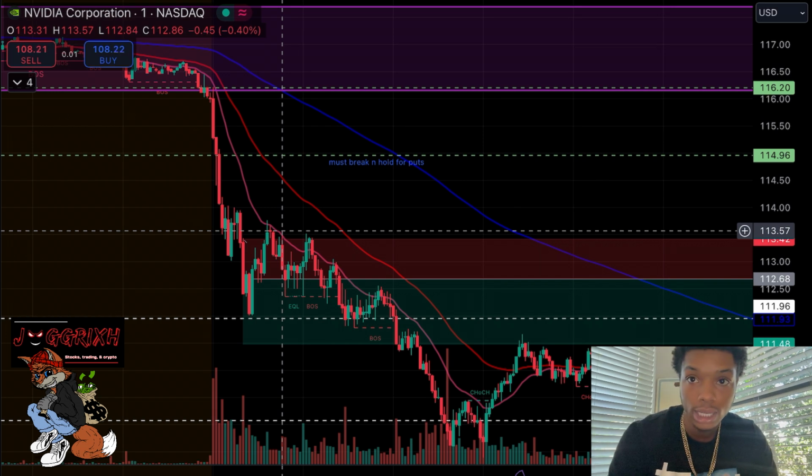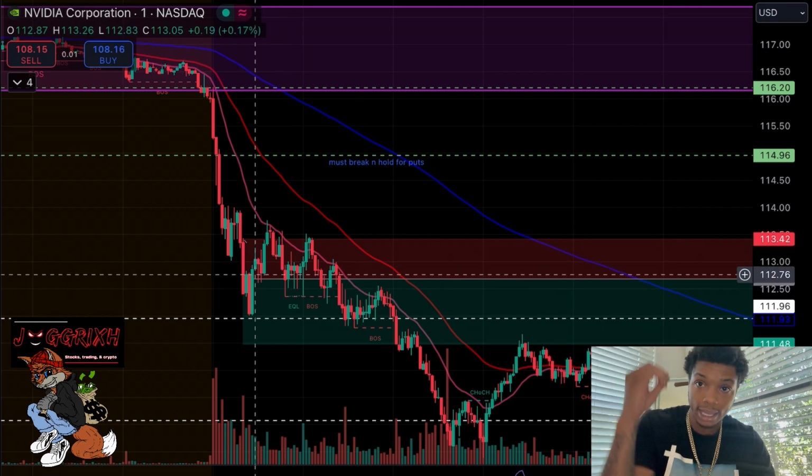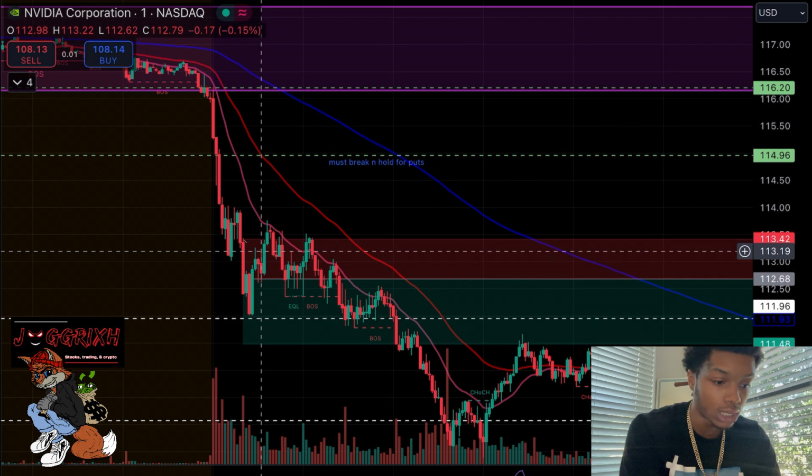So keep in mind, when support gets broken down, it can turn into resistance, and vice versa. When resistance gets broken up, a stock can come back down to touch that, and now it is turned to support, man.